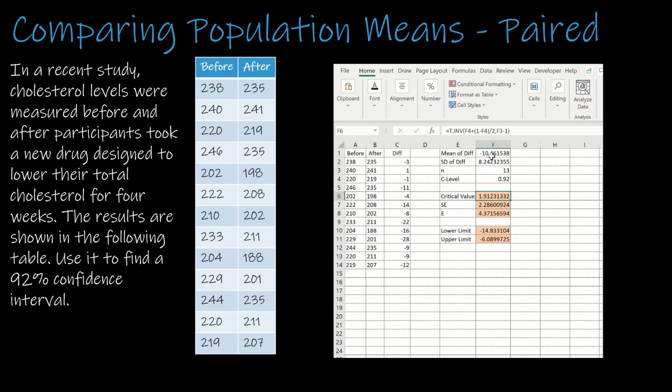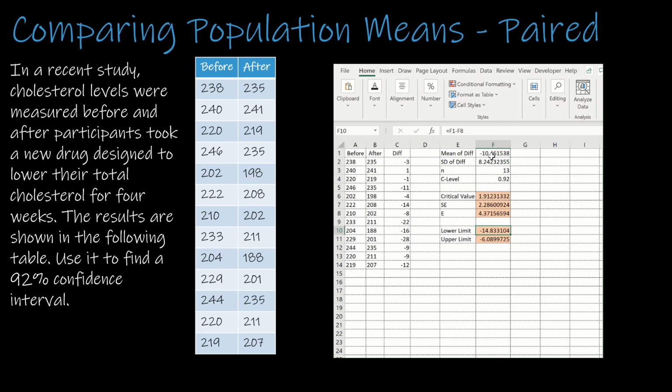My critical value, again, you can use T inverse or Z inverse 2-tailed. It's going to give you the same value. Standard error and the margin of error. And notice I end up with an interval that's negative 14.8 to negative 6.1.